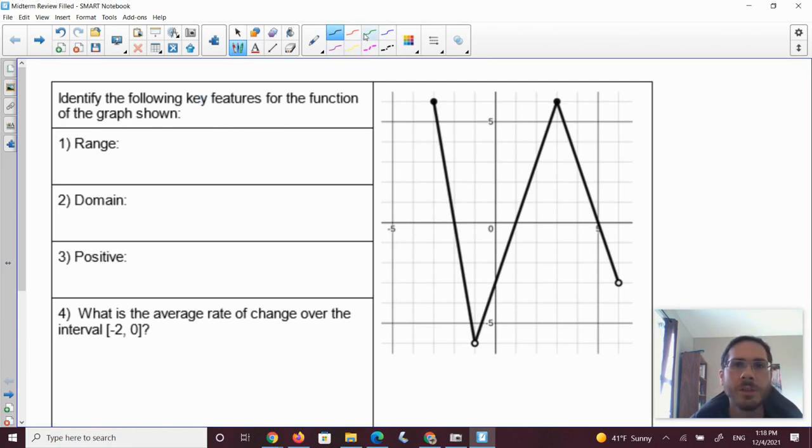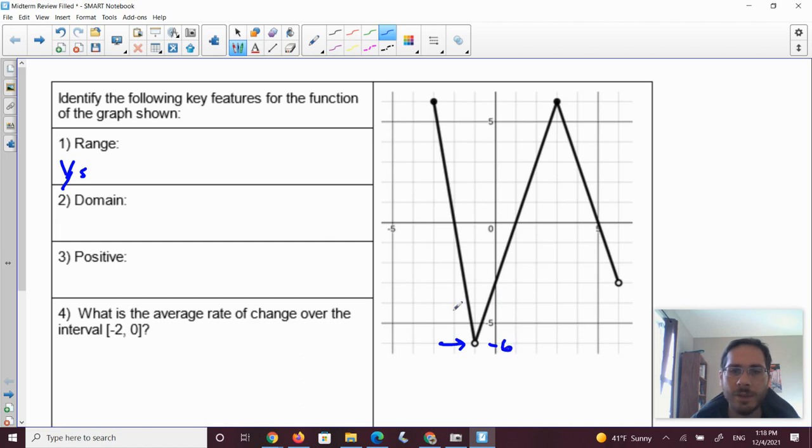First thing we've got is the range. With the range, we have to remember this is going to be the y's. So we're looking for the y coordinates. And remember, we want to go low to high. So we want to find the lowest point on the graph in terms of the y's. So the lowest point is all the way down here. And that's at -5. We count 1, 2, 3, 4, 5.